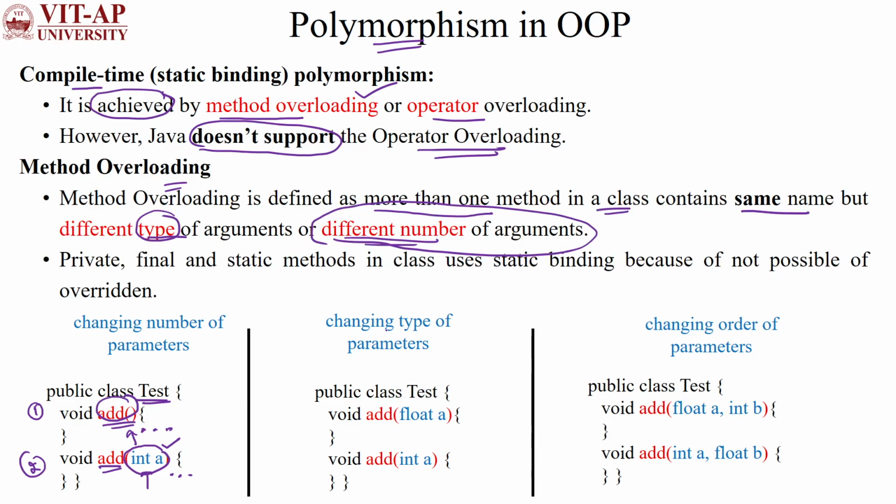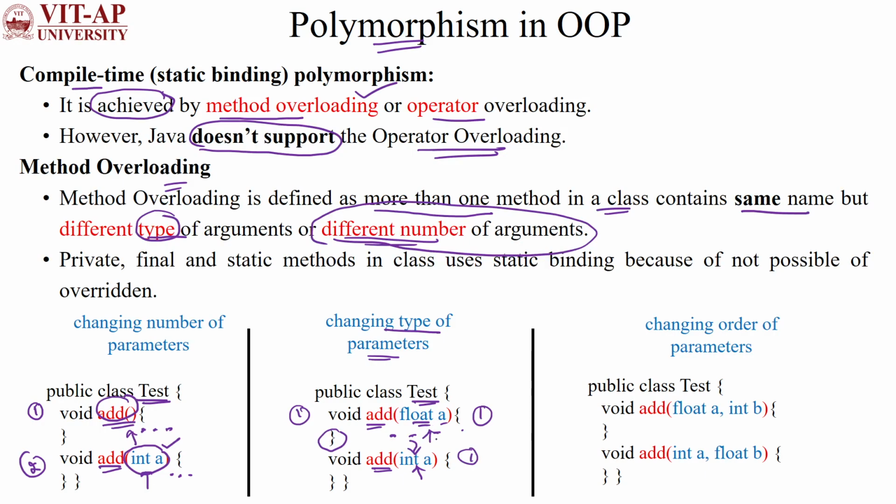Next one is changing the type of the parameters. Here the class named Test is defined, and it has two methods. One is void add with a float variable a, which has some set of statements. Here the method is completed, and the second method is defined here. This has integer a. So you see both have one argument here, but the data type of the argument is different.